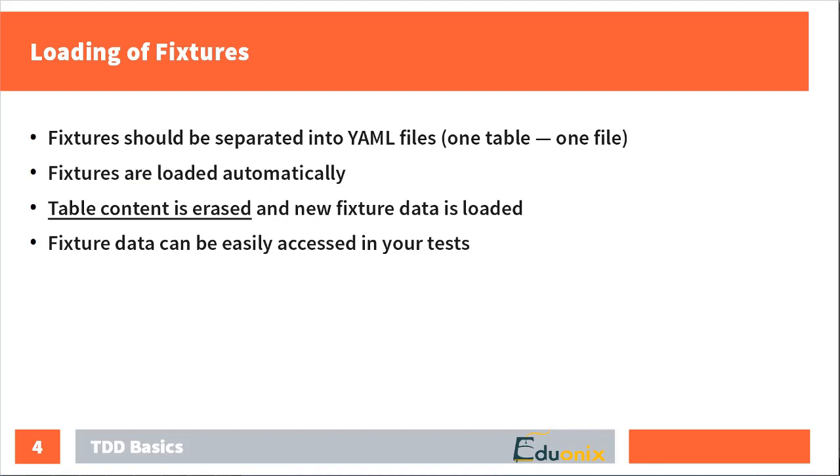Fixtures are separated into different files, so you have one file for one table. And note that all fixtures are loaded automatically when you start running your tests. So when you say rails test, fixtures are loaded, and note that the corresponding table is being erased. So any content that is found in this table is erased, and then new sample data are being loaded.